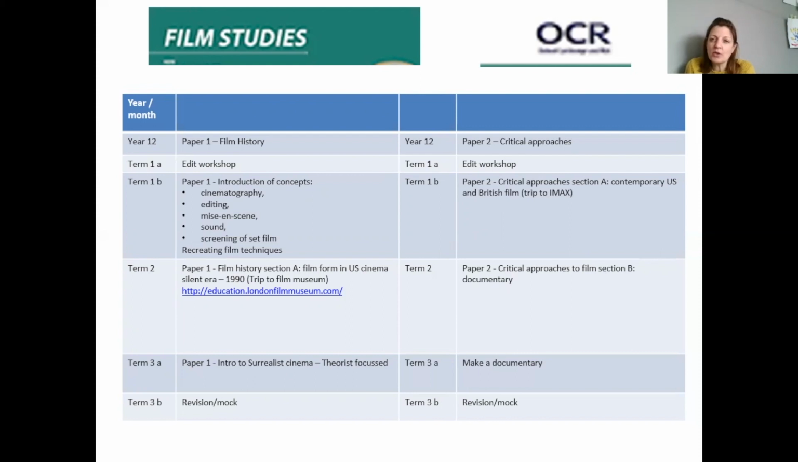In the second term, so January to Easter, film history is just developed in more depth there, actually exploring what you've learnt generally and what you've made into little practice films by specifically applying it to the set film, should I say.